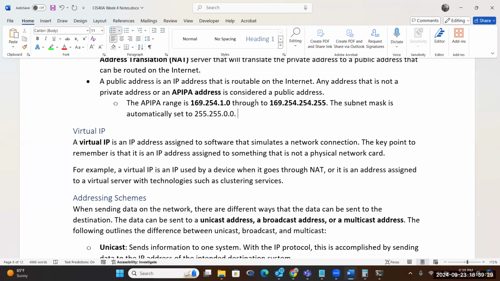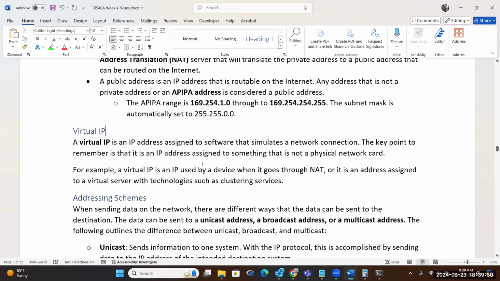Because sometimes I see people configuring the server or trying to connect the client to the server, and they get an APIPA address, and they're like, why is it not talking? Well, it's not a private IP address. It's not part of the network yet. So when you see this, it's not part of the network, okay?